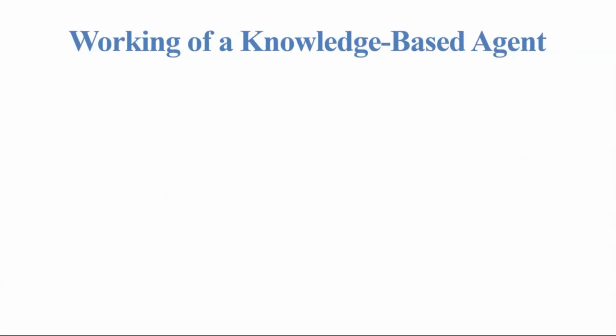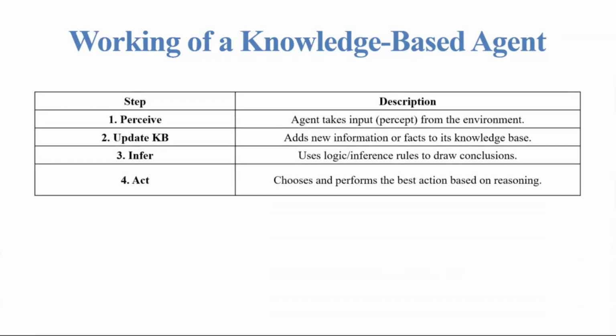The next topic is the working of a knowledge-based agent. Now that we have understood the two main components of a knowledge-based agent, the knowledge base and the inference engine, let's see how these components work together to make intelligent decisions. You can think of a knowledge-based agent as the following simple cycle: observe, think, learn, act. Let's go through each step one by one.